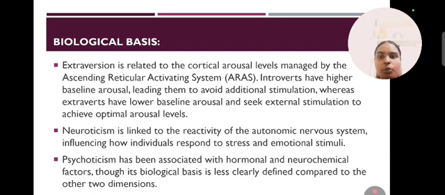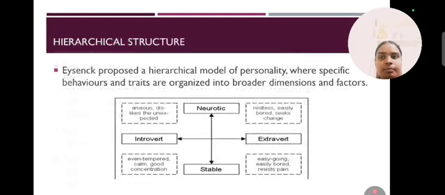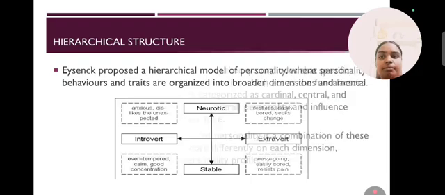Neuroticism is linked to the reactivity of the autonomic nervous system, influencing how individuals respond to stress and emotional stimuli. Psychoticism has been associated with hormonal and neurochemical factors, though this biological basis is less clearly defined compared to the other two dimensions. Hierarchical structure. Eysenck proposed the hierarchical model of personality, where specific behaviors and traits are organized into broader dimensions and factors.